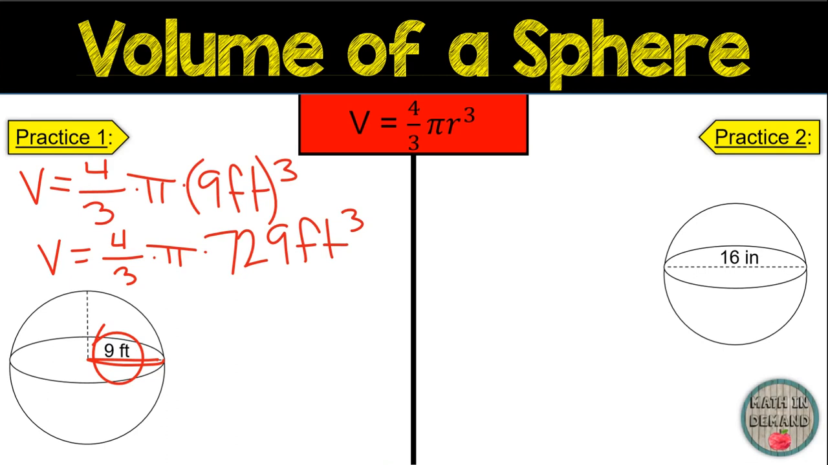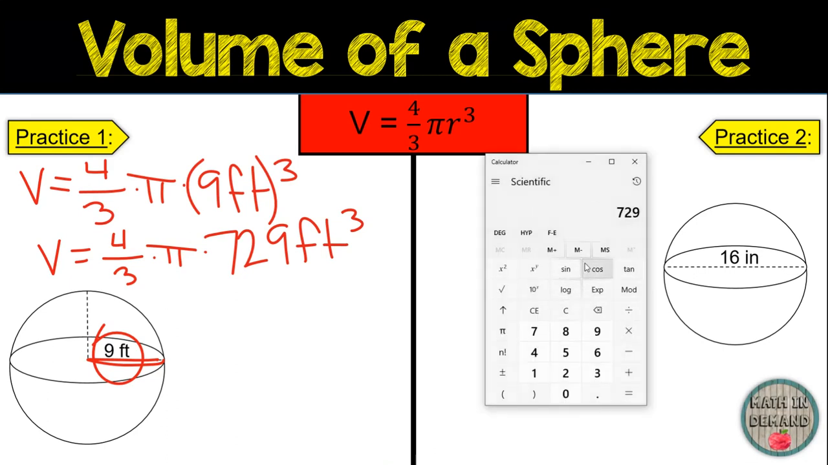Now, I'm going to go ahead and simplify it. It's easy for me just to use my calculator to take 729, which is the numerator, multiply it by the other numerator, which is 4, and then divide by 3. So again, I'm taking 729, multiplying it by 4, and I get 2,916, and I'm going to divide it by the denominator, which is 3. I ended up getting 972.